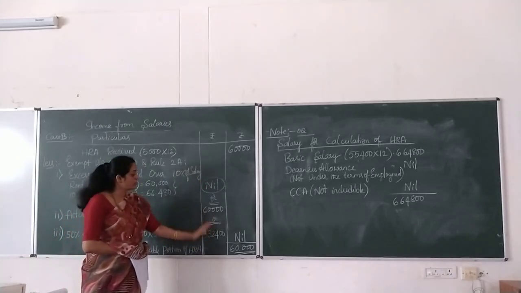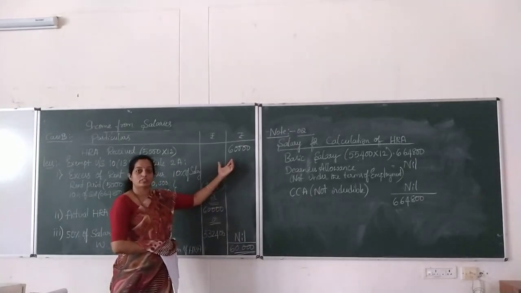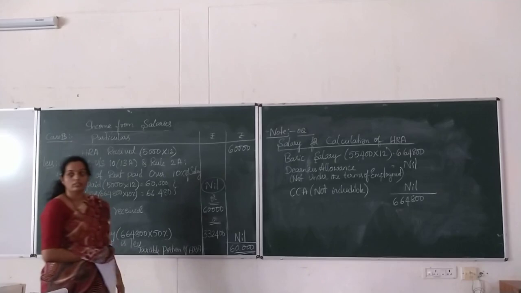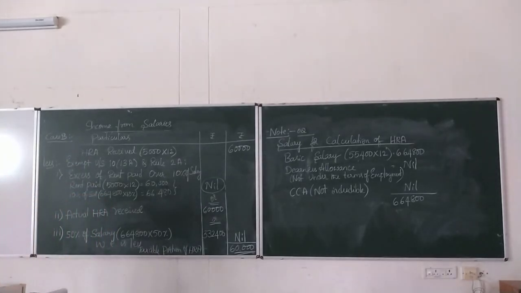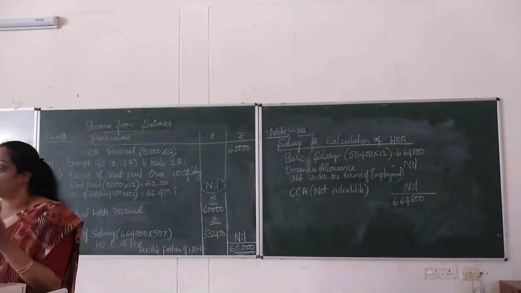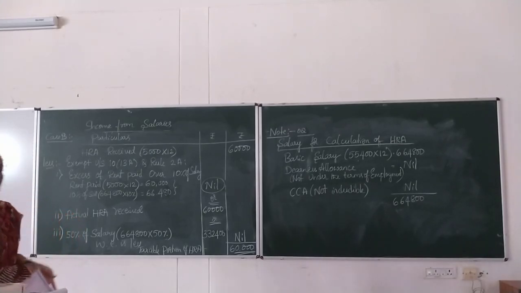Whichever is less means nil. So that we need to deduct from exemption from HRA. So actual HRA paid or taxable portion of HRA is 60,000. Okay. So allowances, I will be solving one by one. After that, we will combine all the allowances and do problems. One problem we'll do with respect to allowances. Any doubts?